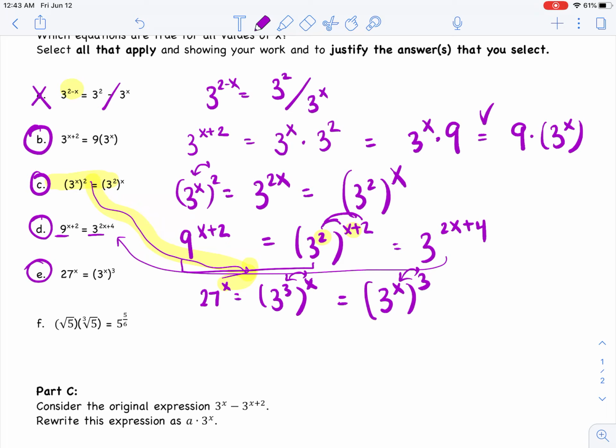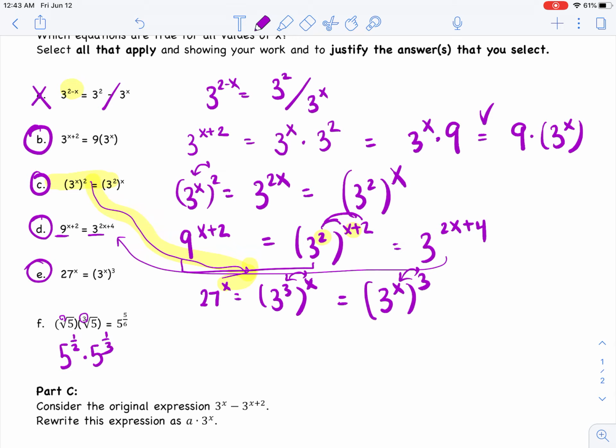And the last one, F. So this is about radical, right? Fractional, rational exponent. So look, this one, nothing here. That means 2, right? So we can do 5 to the half. And this one, you have 3 here. So it is 5 to the 1/3, right?